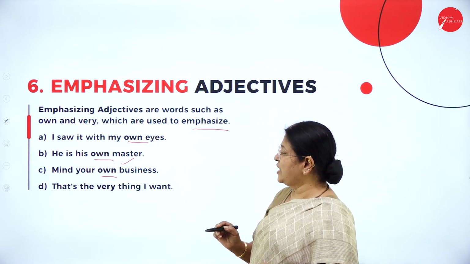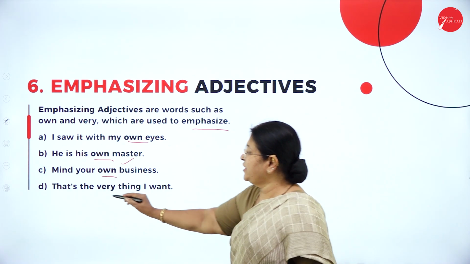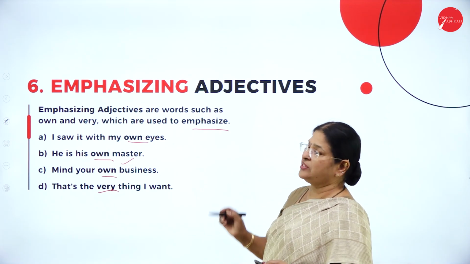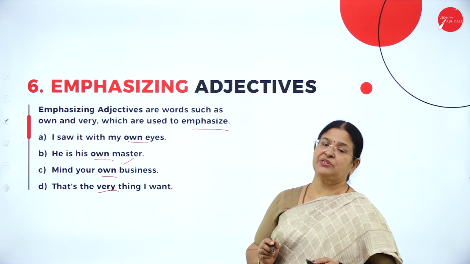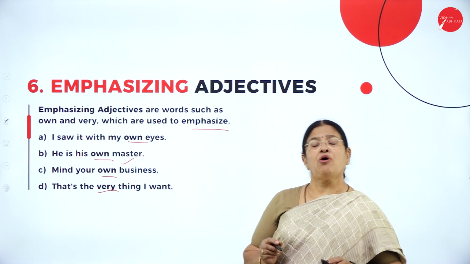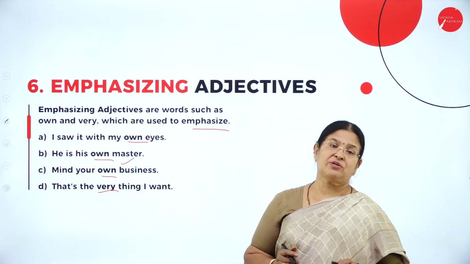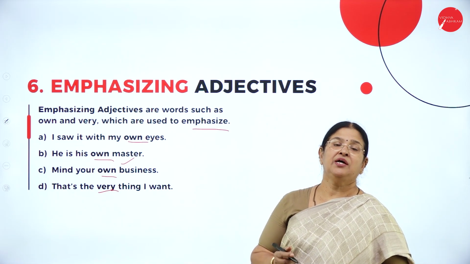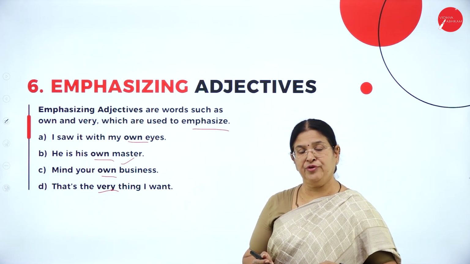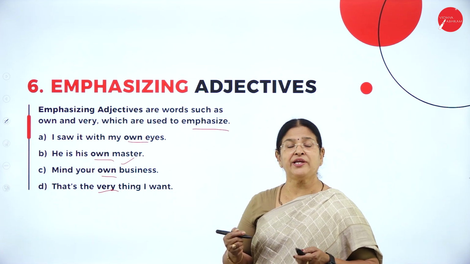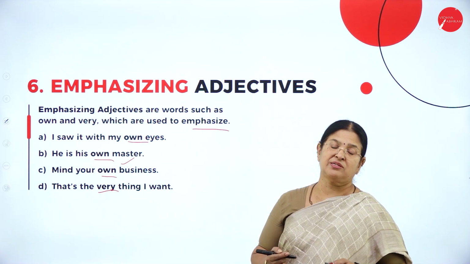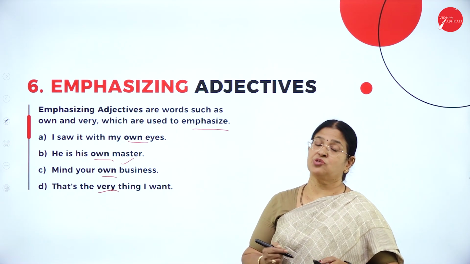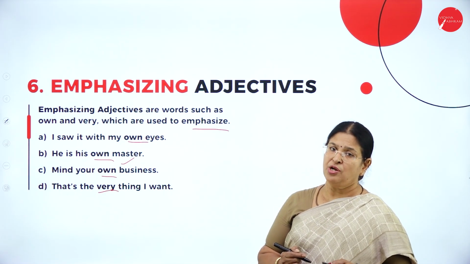That's the very thing I want. Very is the emphasizing adjective. Hope I am clear with the sixth type of adjective, the emphasizing adjective. Particularly when we come across language components like adjectives, adverbs, words often confused, and conjunctions, all this is very important to frame our sentences, and the grammar part of this syllabus is very important from the examination point of view.